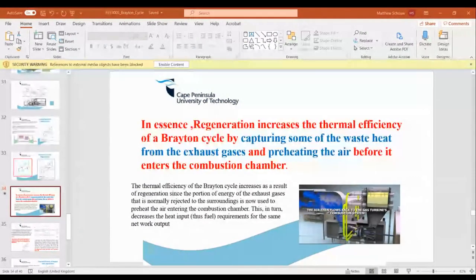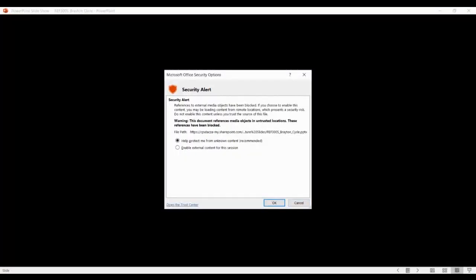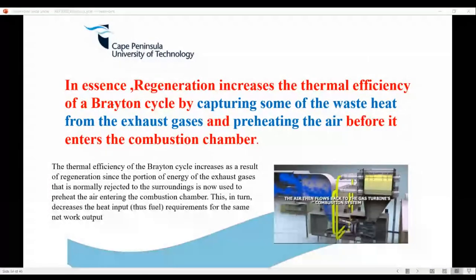It's not too bad. All right, so I'm not going to recap too much because I really spent the time explaining that. So we just talked about the concept of regeneration. I'll read it here. Regeneration increases the thermal efficiency of a Brayton cycle by capturing some of the waste heat from the exhaust gases and preheating the air before combustion. If you think about this, you require less fuel because you're adding more energy.